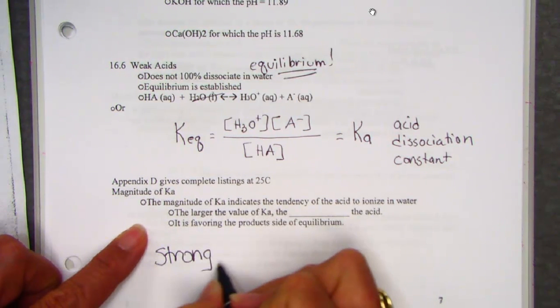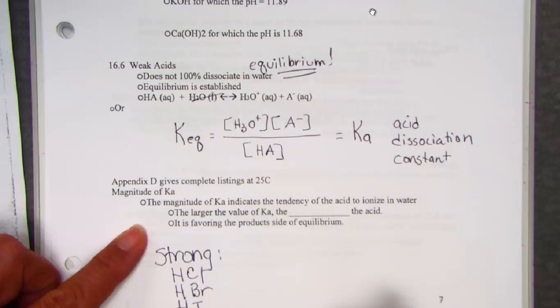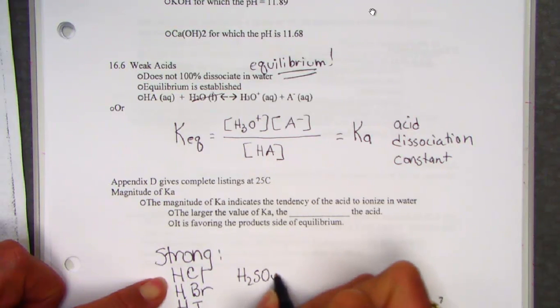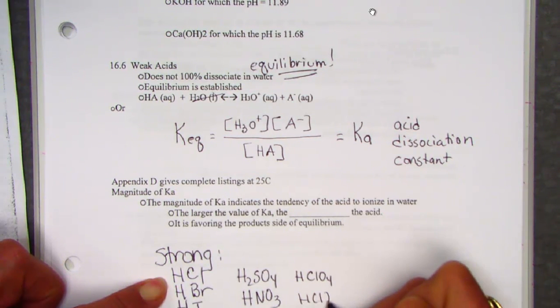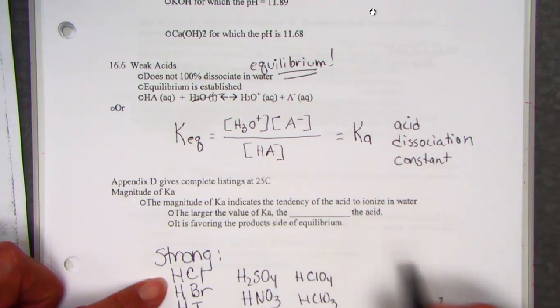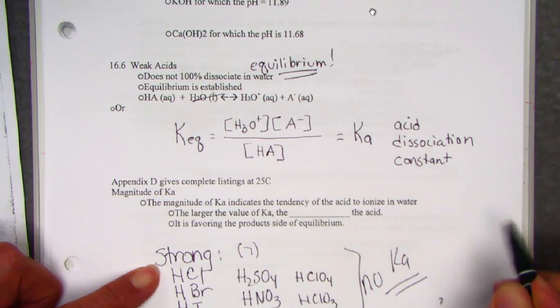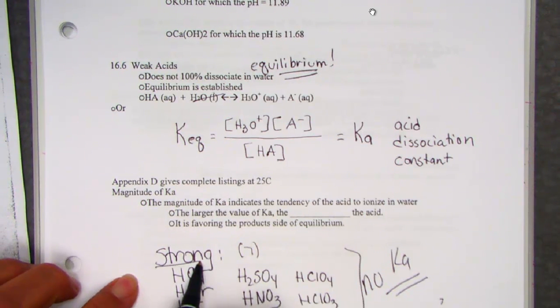Strong acids, and there were 7 of them: HCl, HBr, HI. Those are our binary compounds. We had H2SO4. That's our diprotic. We had HNO3, called nitric, and a couple of chlorines. We had HClO4 and HClO3. 1, 2, 3, 4, 5, 6, 7. 7 strong acids that do not have Ka values. So you can see the vast majority of acids, things that start with H and ionize, will have a Ka constant. Strong means 100% dissociates.